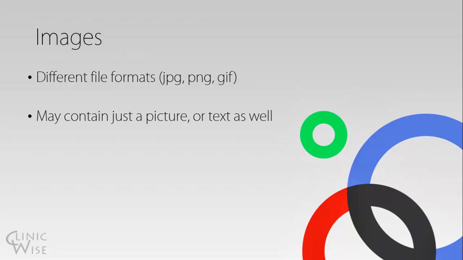Although most images are just pictures, text can also be included as part of an image. Logos, for instance, usually include some form of text. This text cannot be read by most computers directly. They only see a picture and ignore the text.